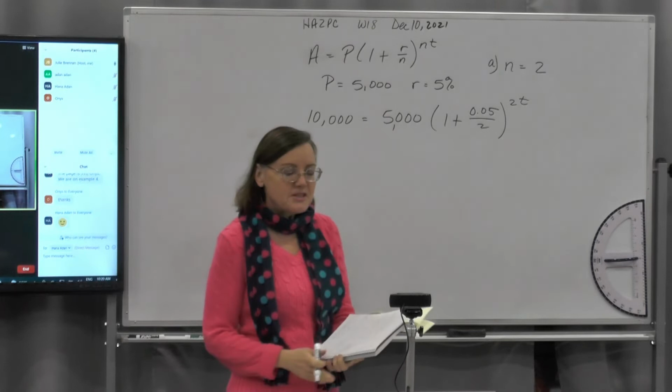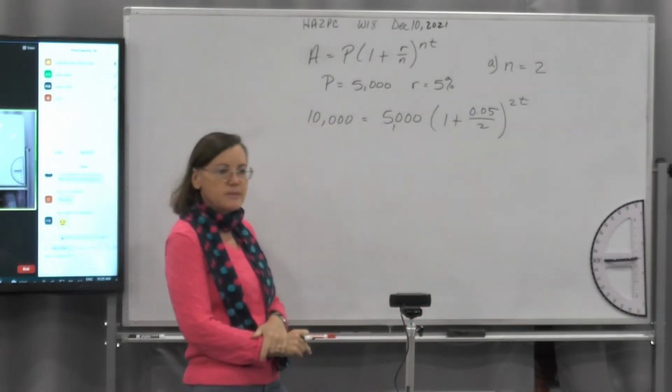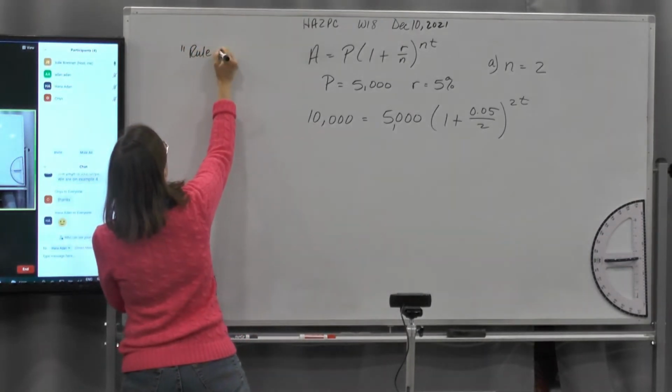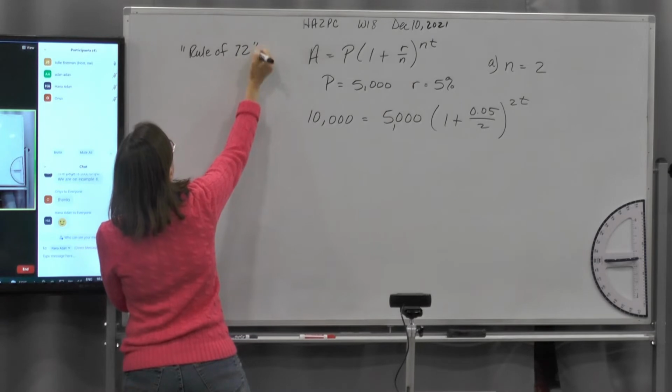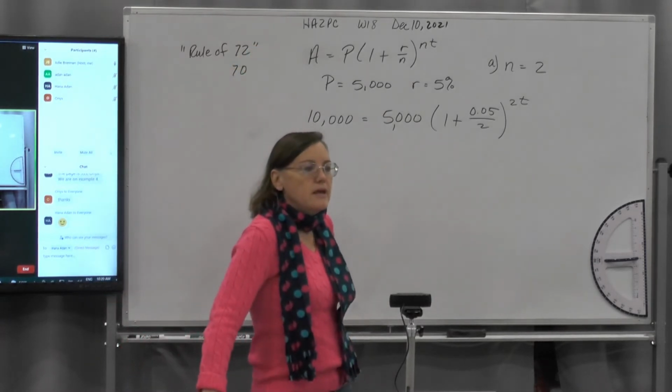So this is something to notice. If you had my algebra class, we've talked about this. There's something called the rule of 72. Does anybody remember this? Sometimes also called the rule of 70, because that's really close to it as well.